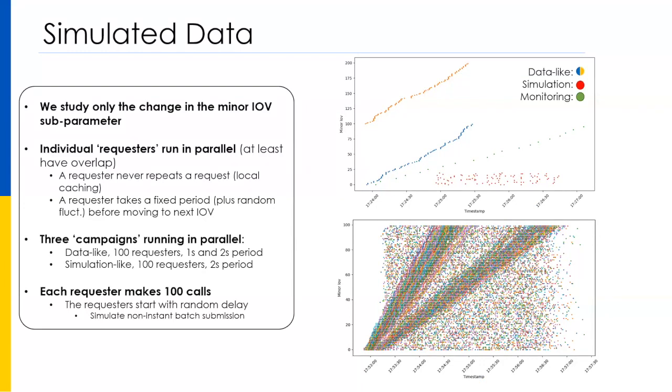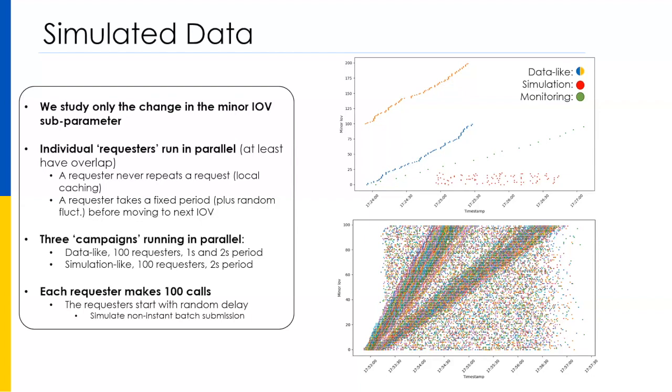When we increase our minor IV, our feature one by another over some period of time, and simulation type of data, we just pick a random value in some range of values. As a result, we had the set below on the screen with all these colored dots. We have here 3 campaigns running in parallel. So we have a data lake with 100 requesters with 1 second and 2 second periods, and a simulation lake with 100 requesters and a 2 second period.